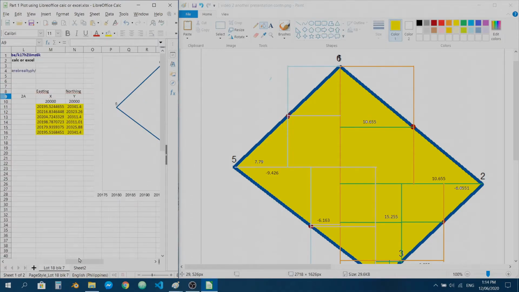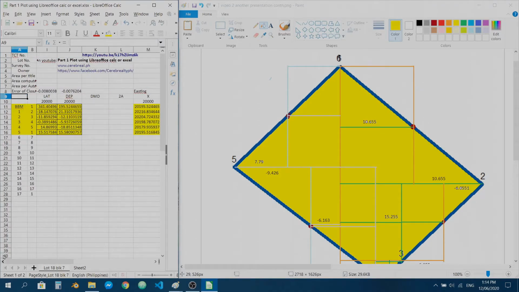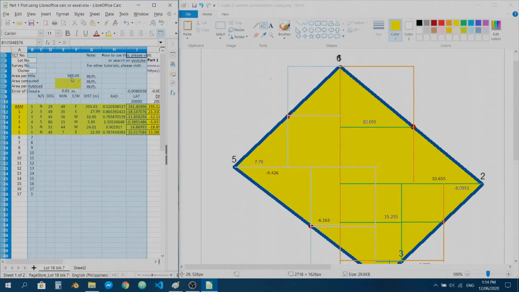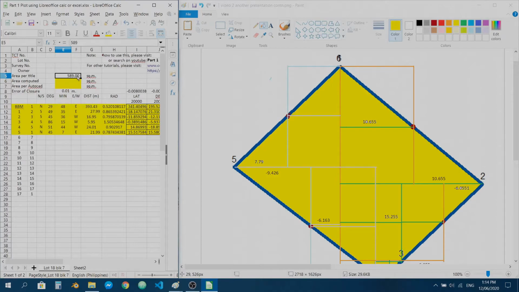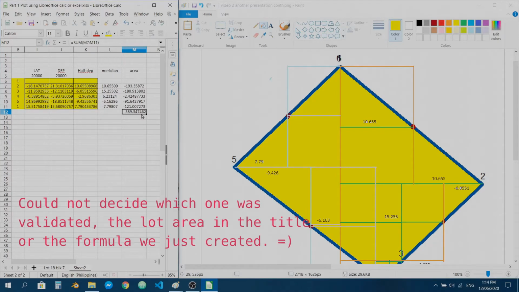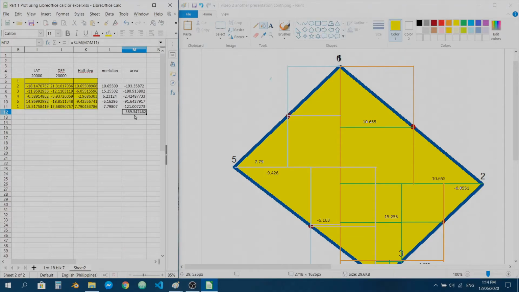Okay, so from the previous, if you want to check, we have a copy of the area that we used in the previous. Okay, let me show this because I hid it earlier. Show columns. Okay, so that's the area that we copied from the title, and that's 589, and the one we computed is 589. So we have proven that this formula is correct, or the area in the title is correct, so you get the point.